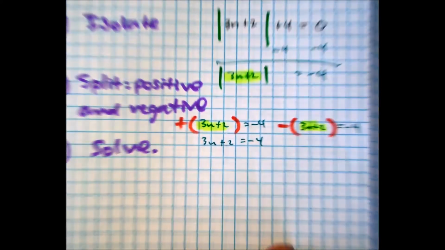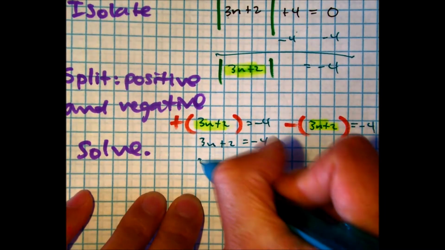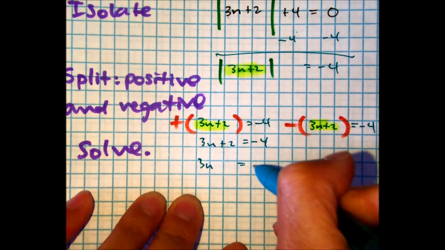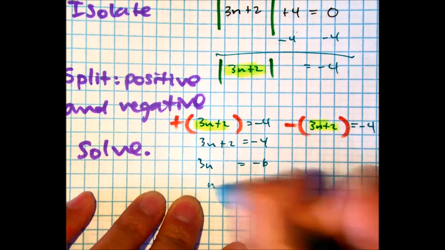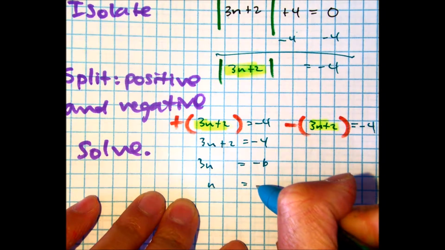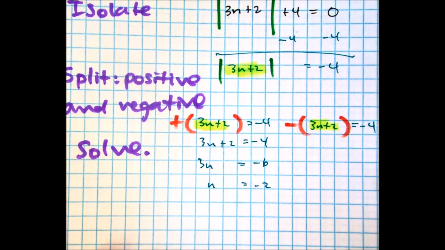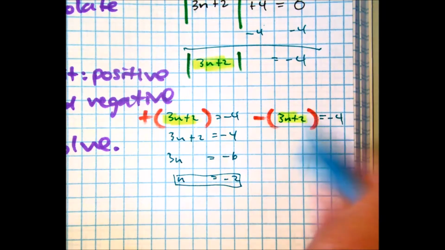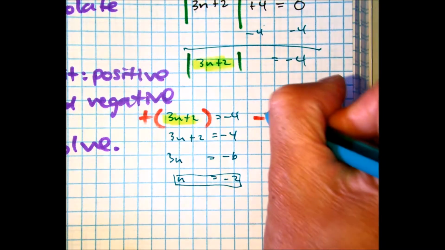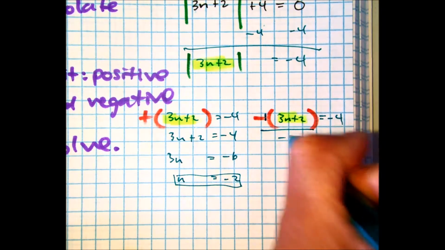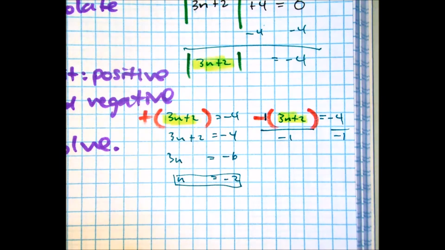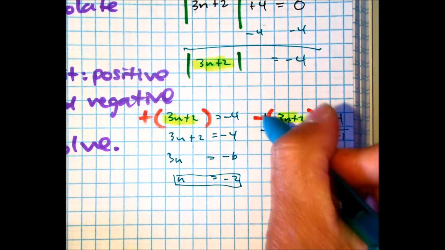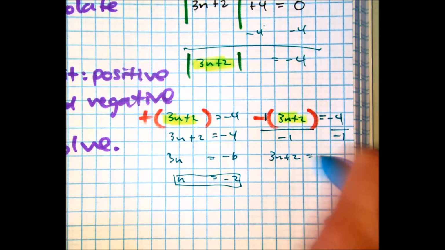Let's just quickly solve that. 3n equals, n equals negative 2. Okay, on this side, you could distribute, yes? Or you can divide both sides by -1. I get 3n plus 2 equals 4.